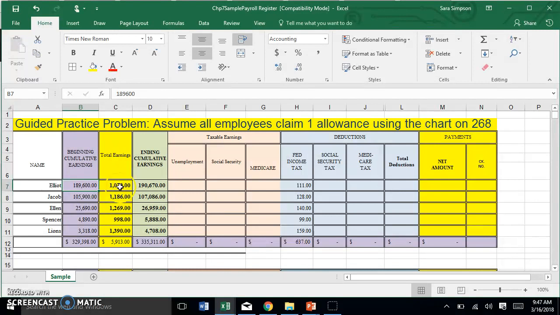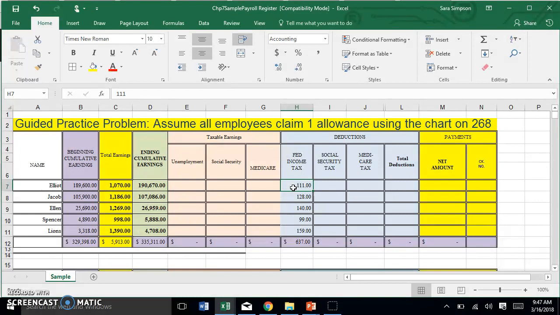And after he earns this $1070, his ending cumulative earnings, the $196.70, represents how much he's made so far year to date, including that. You're supposed to look up these federal income taxes on a chart in the textbook, but since I don't have the textbook available for you to view online, I gave you these answers. But what you would do is go to the textbook on page 268, look up one allowance, and look for $1070.